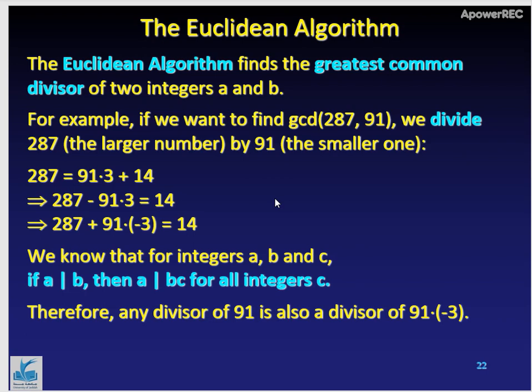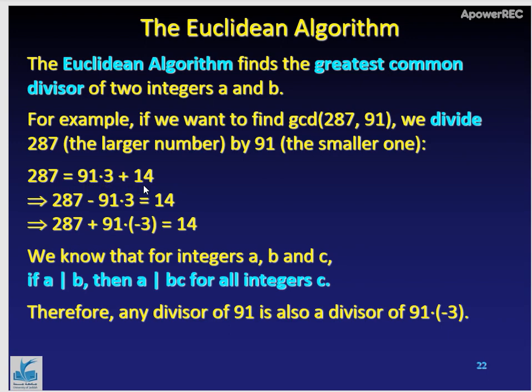Okay, so let's try to understand this algorithm by using this example. Let's say we want to find the greatest common divisor of the two numbers 287 and 91. In the first step, instead of finding the GCD, we divide the larger number by the smaller one and try to find the remainder. Using the divisibility theorem, we can express 287 as 91, which is the divisor, times the quotient plus the remainder. So 14 is the remainder of the division algorithm when 287 is divided by 91.